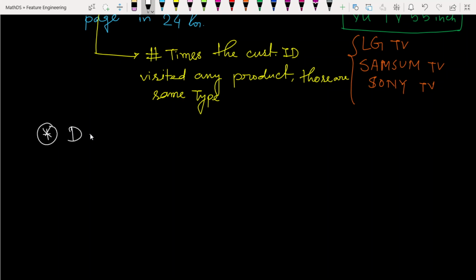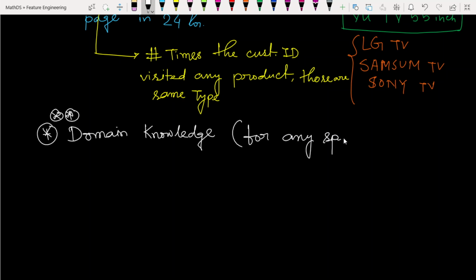Domain knowledge is the most important for any specific task.